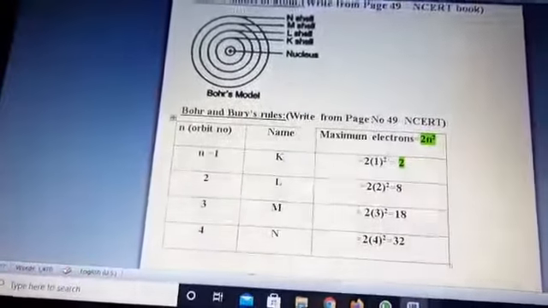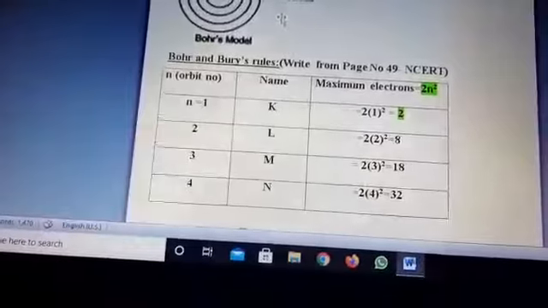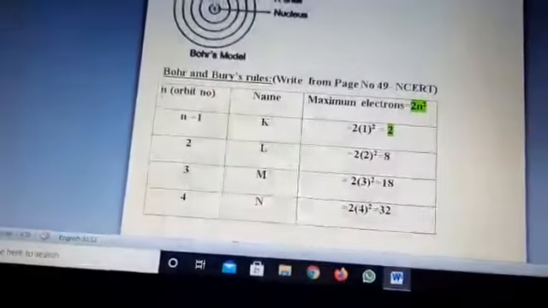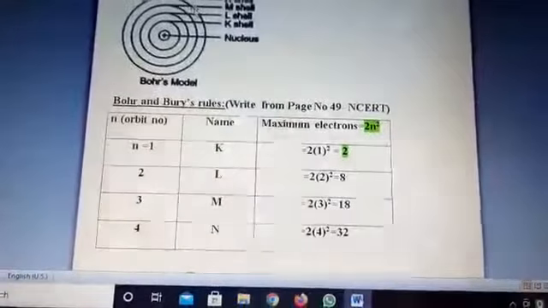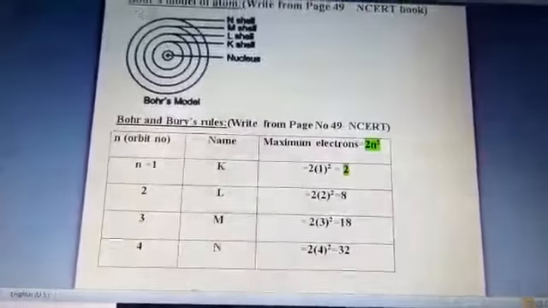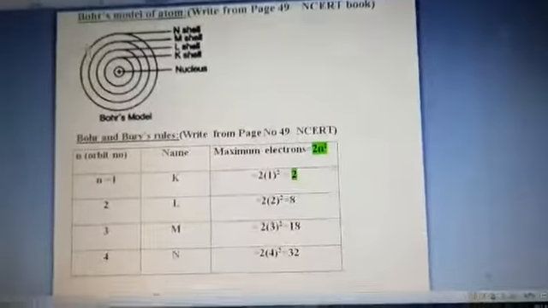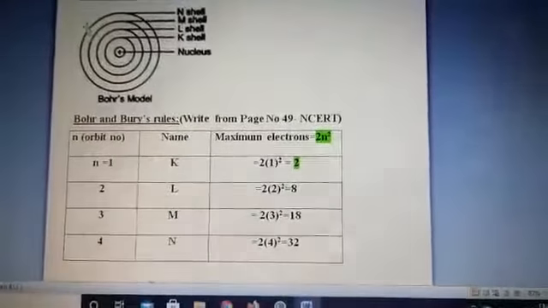The third Bohr and Bury rule is that the outermost shell, that is the valence shell, can have at the maximum 8 electrons. So children, I will continue in the next video.